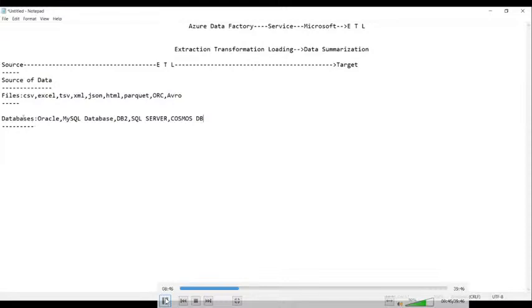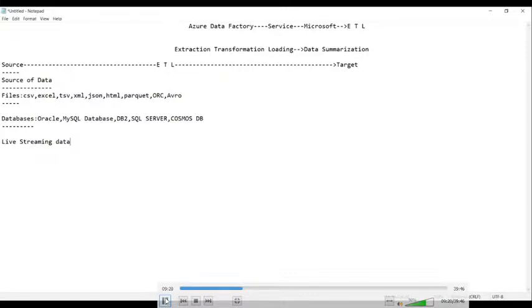So that means we can get the data even from the databases, that is Oracle, MySQL database, SQL Server, Cosmos DB, MongoDB, etc. Apart from this, we can also get the data from what? Can you tell me now, guys? Live streaming data. Am I right? Live streaming data.